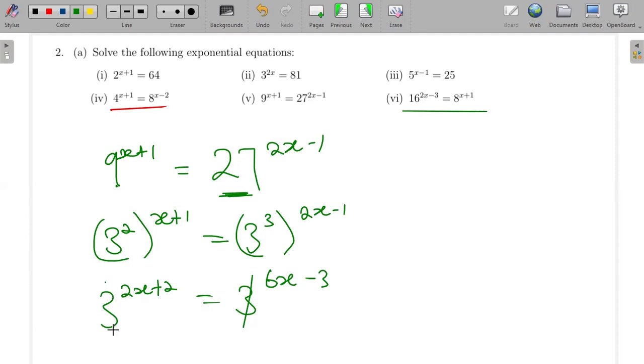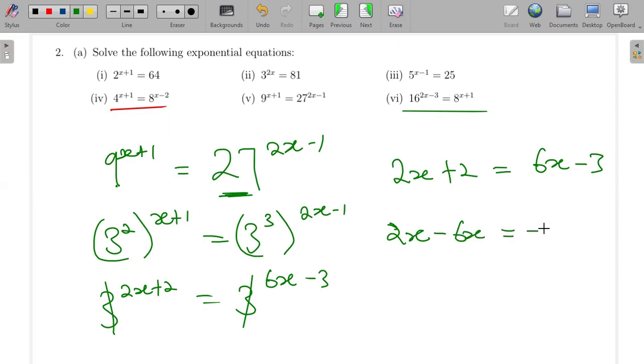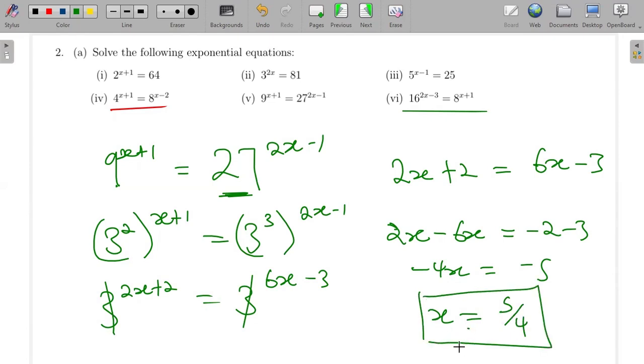So the bases now are the same, I can cancel them. I remain with 2x + 2 = 6x − 3. Like terms together, we're going to have 2x − 6x = −2 − 3. This will give me −4x = −5. So divide both sides by minus 4, I get x = 5/4. Okay, so any questions there? That's the answer there.